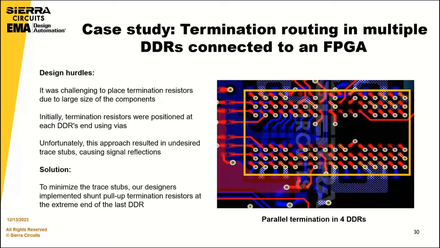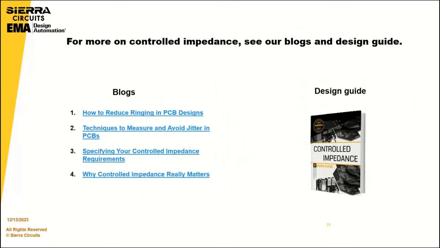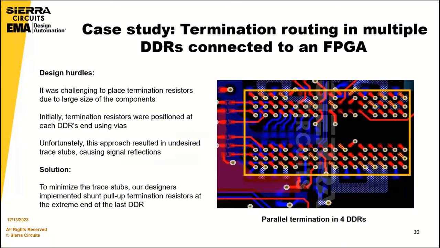It was challenging to place termination resistors due to the large size of the components. So termination resistors were positioned at each DDR's end using vias. Unfortunately, this approach resulted in undesired trace steps causing signal reflections. So our solution was to minimize the trace stubs. Our designers implemented shunt pull-up termination resistors at the end of the last DDR.